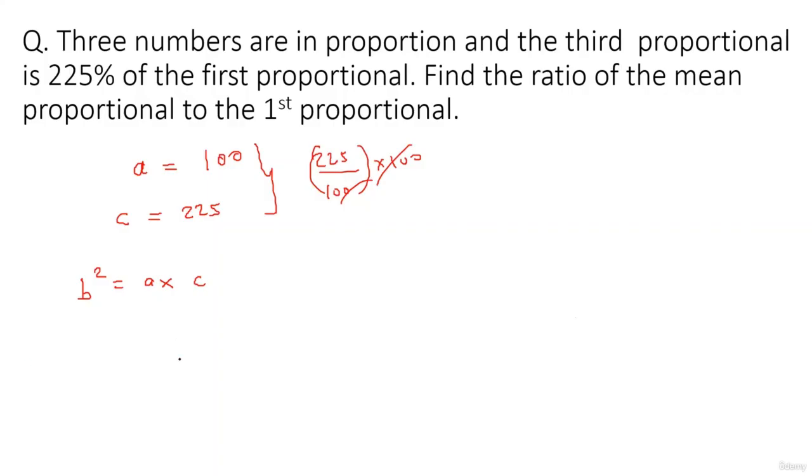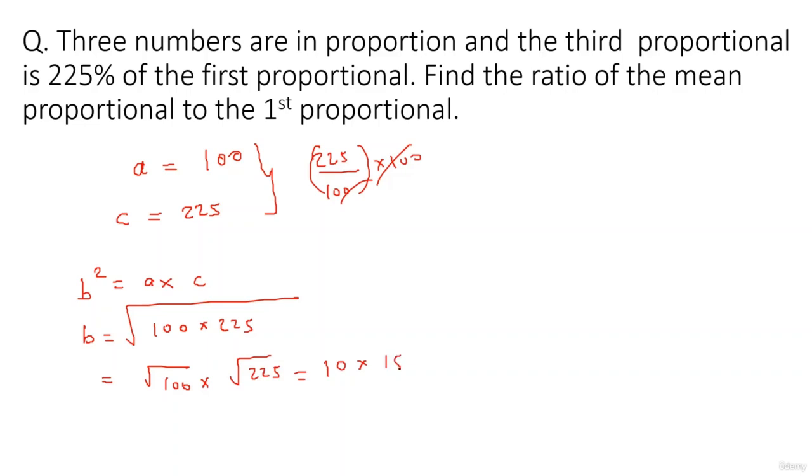b square is equal to ac for continued proportional, so b will be equal to the square root of a into c. So square root of 100 times 225. We apply the property of indices now, separating the root sign between the numbers. Root of 100 is 10, root of 225 is 15. So the value of b is 10 into 15, which is 150.